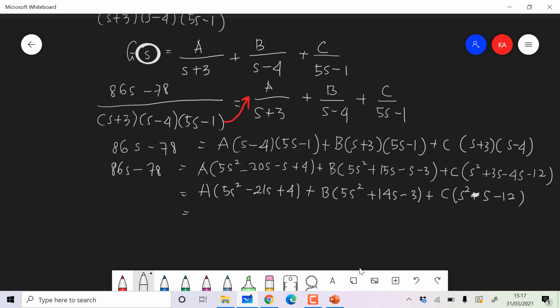Okay, so here we can make a grouping of the s squared. So this one is 5s squared A plus 5s squared B plus s squared C, minus 21sA plus 14sB minus sC, plus 4A minus 3B minus 12C, like this one.